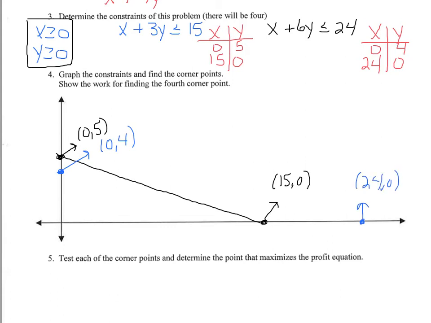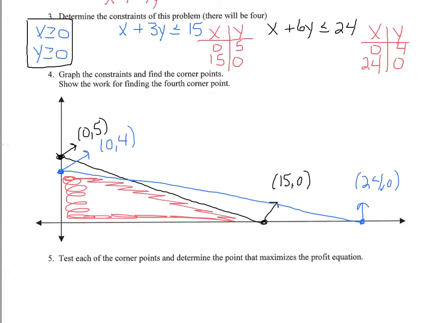So 24, 0. I'm going to connect these with a solid line because it said less than or equal to. And then I need to decide where to shade for this one. It's going to turn out that I'm going to shade underneath this one also. So I'm shading underneath both of these lines and in the first quadrant. So here's my shaded area.